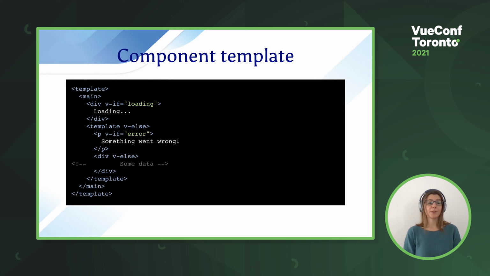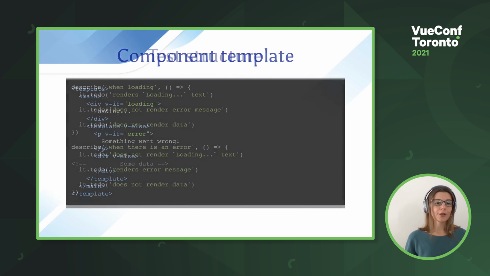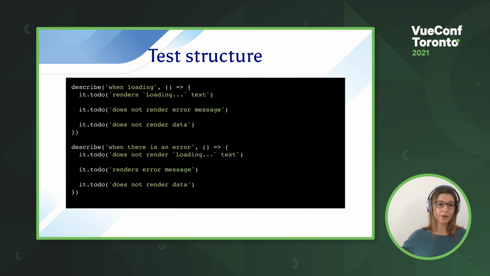Imagine that we have a component with this simple template. We have some property loading and we show loading text when it's happening. And when we're not loading, we either show an error if something happened, or we're showing some kind of data. Just 3 blocks with conditional rendering here. And in this particular case, how we would be structuring our test is, when loading, it renders loading text, does not render error message, and does not render data. So we use our template as a starting point to structure the test before we even write the test. When there is an error, we don't show loading, we show an error message, and so on and so on.